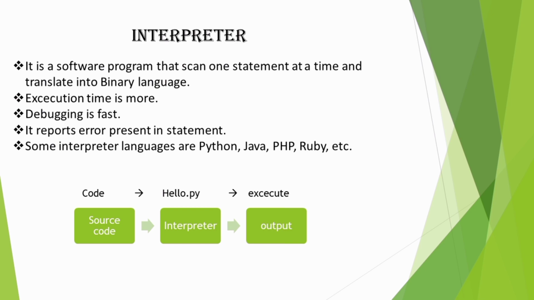It translates source code into some efficient intermediate representation and immediately executes this. For interpreted programs, the source code is needed to run the program every time. Interpreted programs run slower than compiled programs.